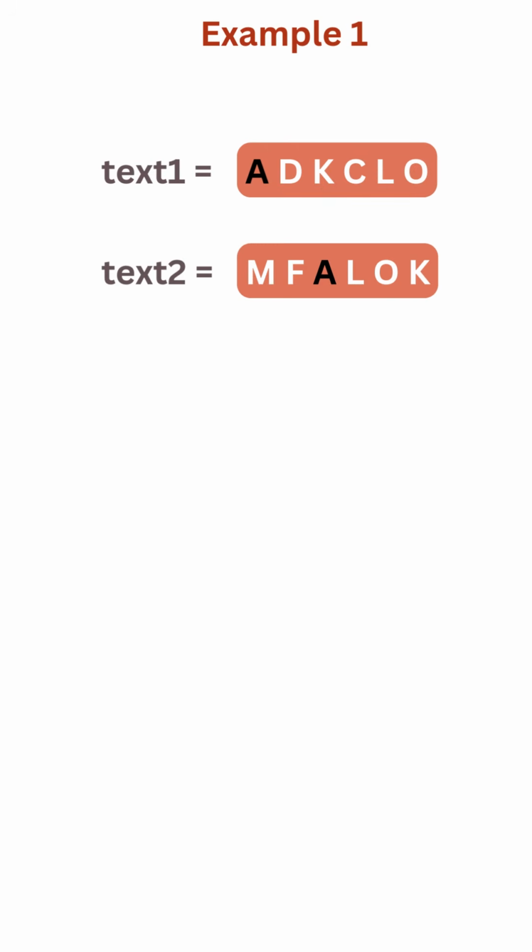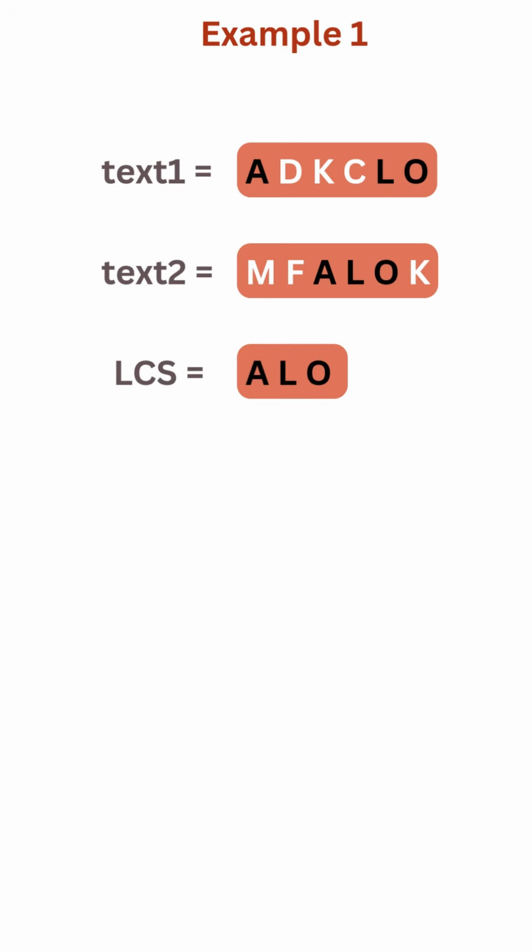A subsequence of a string means the characters stay in order, but we can skip some in between. A common subsequence is just one that shows up in both strings. The longest common subsequence in this case is ALO, and so the answer is 3.